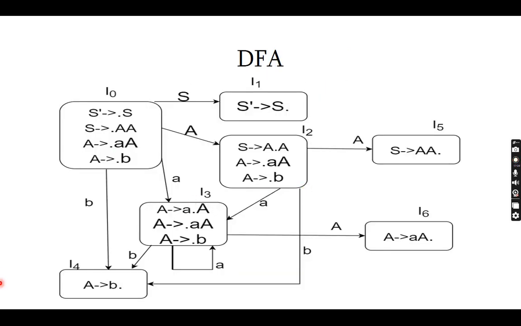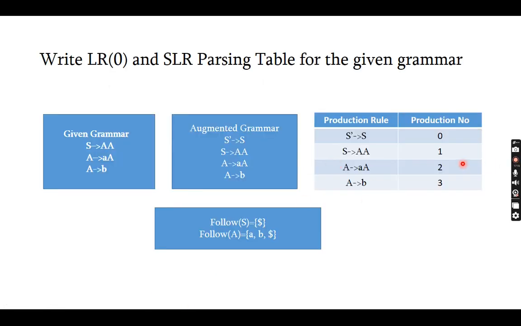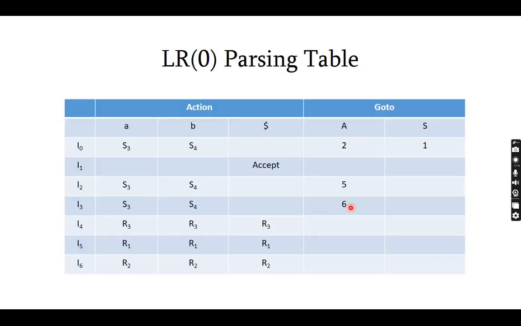Let us see. Now I4, A derives B. What is the production number? You see, A derives B is production number 3. So you have to write R3. Now in which column do you have to write R3? In LR0, you have to write R3 in all the columns of the action part. Action part means a, b and dollar. These 3 columns belong to the action part. So in the row I4, I have to write R3.